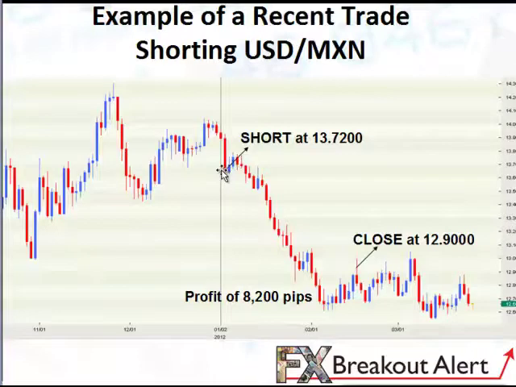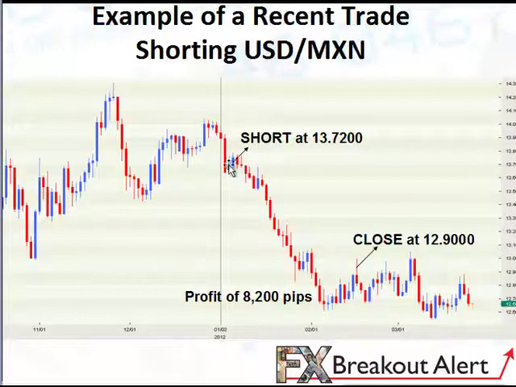So I recommended to my subscribers to short the pair around 13.72. So we went short here and we closed the trade a few days later around 12.9000. The difference between those two values, 13.72 and 12.9, results in 8,200 pips of profits. And that's how you measure gains in the Forex market.